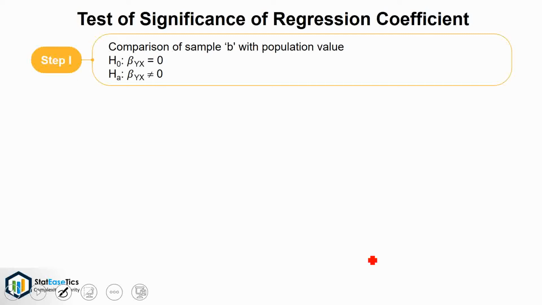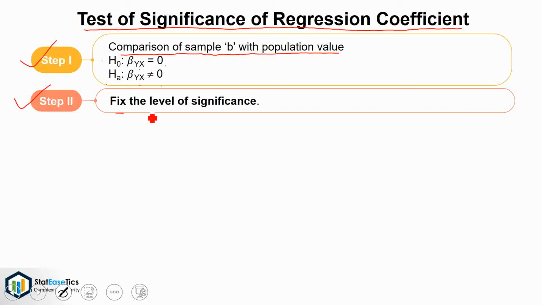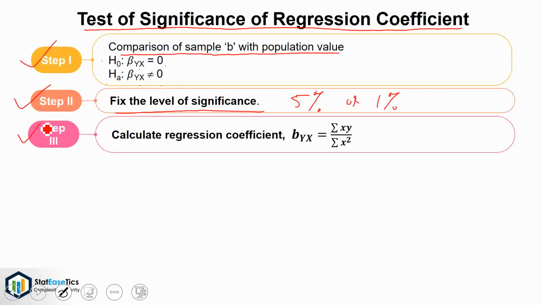Now let's discuss the test of significance of regression coefficient in stepwise manner. The first step is comparison of sample b with population value. Thus, the null hypothesis will be beta yx is equal to 0 and the alternative hypothesis will be beta yx is not equal to 0. The second step is to fix the level of significance, which is usually fixed at 5% or 1% level of significance. Step 3 is to calculate the regression coefficient using its usual formula.